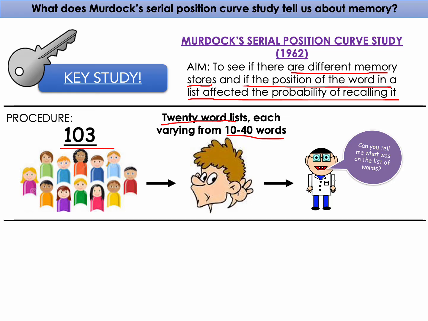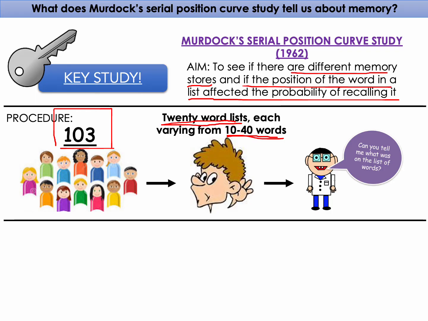So that was the procedure. So the key details are the number of participants, which is 103, the fact that they had lots of different lists of words, or 20 if you want to be specific, and that the lists of words varied in length from 10 to 40.